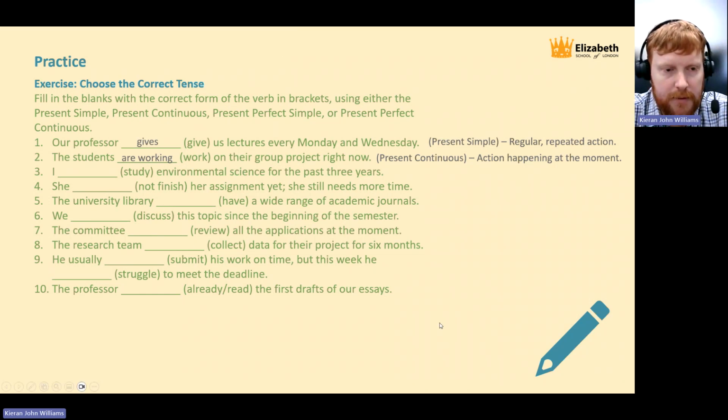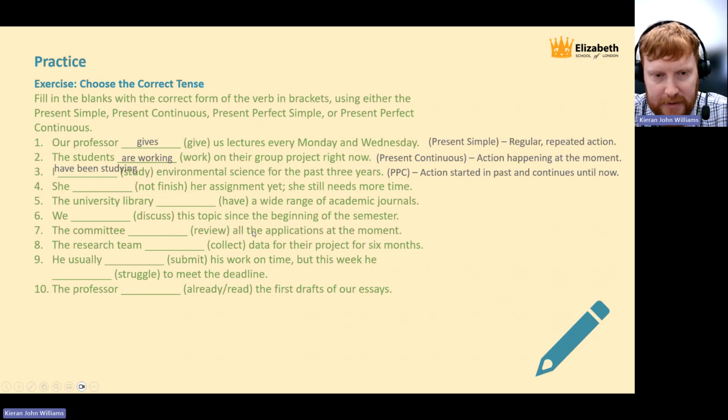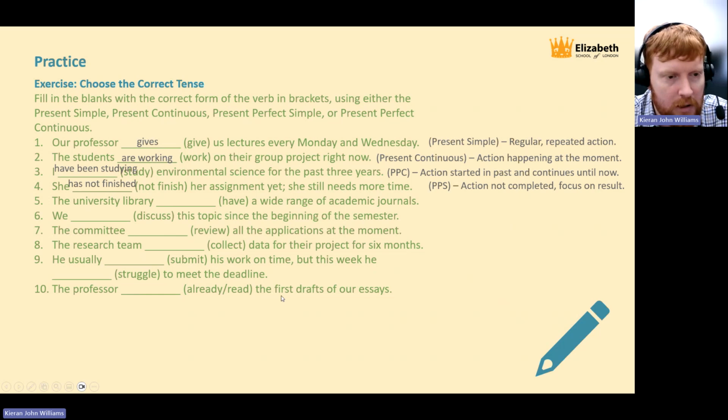Okay, so for number 3, it should be I have been studying for the past 3 years. So the phrase there for the past 3 years tells us about duration, how long. So we need to use PPC, present perfect continuous. Number 4, she has not finished her assignment yet. Remember before when we talked about yet? So that tells us it needs to be PPS, which means present perfect simple. It is not completed, but we are focusing on the result.